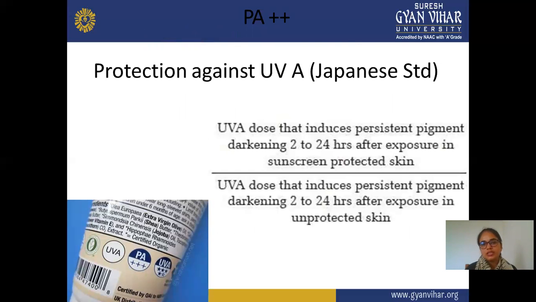Next is PA++. In this, PA is photoage protection agents, which we can say is protection against UVA in the Japanese standard, according to Japanese creams. This is one of the creams' protection against UVA light by the Japanese standard. In this, the UVA dose induces persistent pigment darkening 2 to 24 hours after exposure, and the sunscreen protects the skin. Means the skin gets pigmented or dark after 2 to 24 hours when exposed to sunlight, and UVB does not induce persistent pigment darkening and protects the skin.